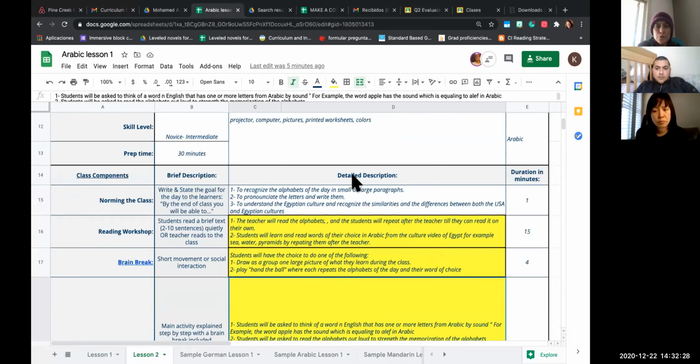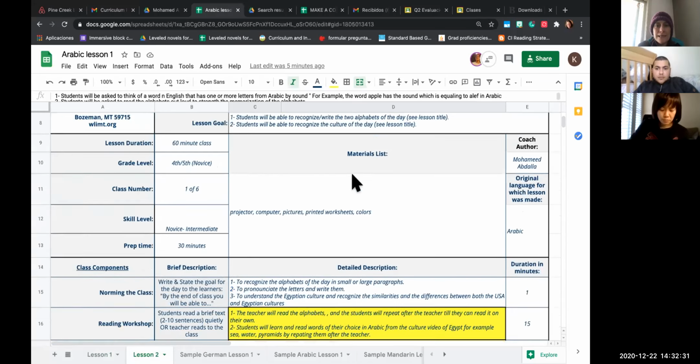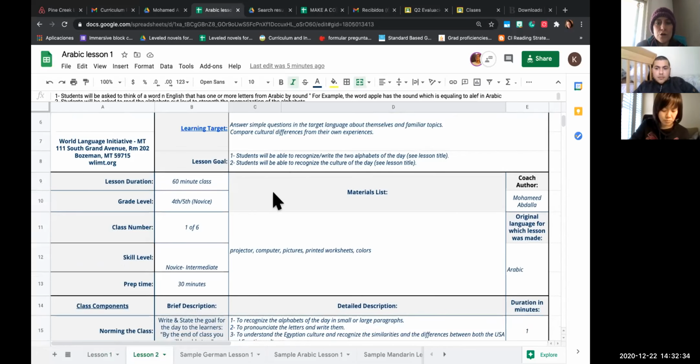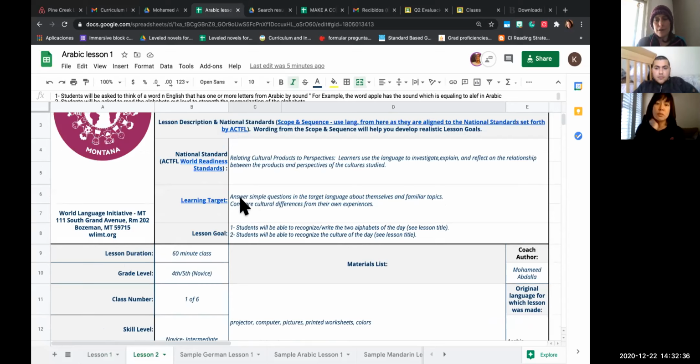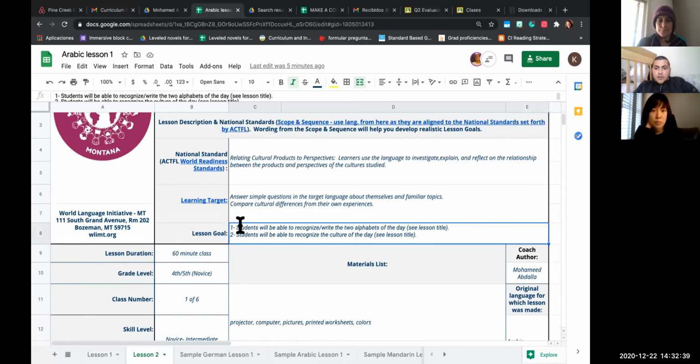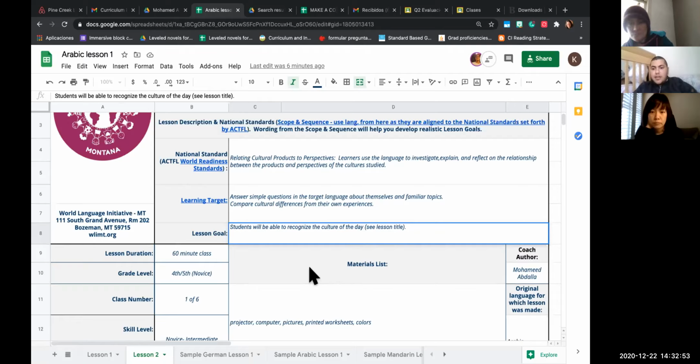So what do you need? Oh wait, so the goal. If these are your 2 targets, what would your goal be? Let's take away the first one. Students will be able to recognize the culture of Egypt, since we said the Arabic culture, sorry, the Arabic culture. Okay, well, recognize. That's pretty broad. That's a pretty big thing for kids to be able to do.